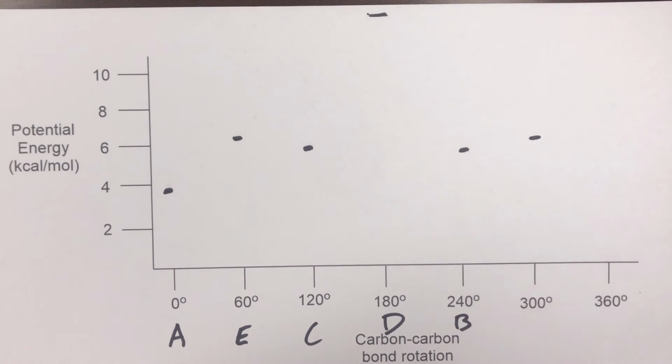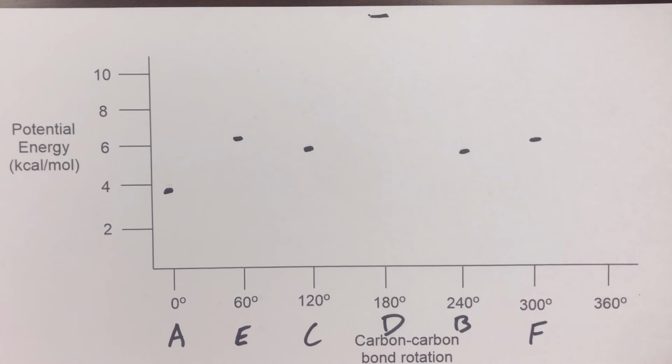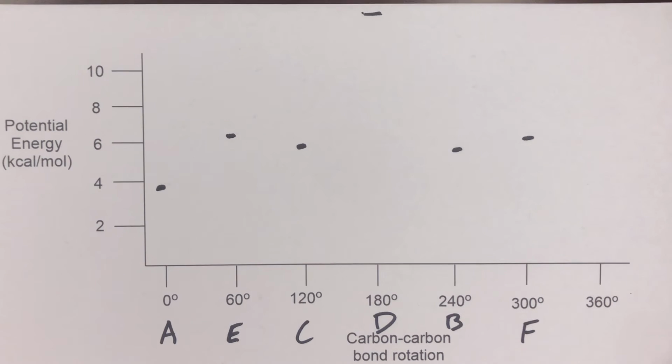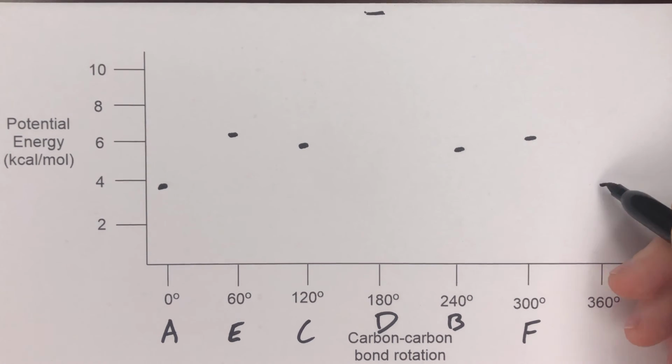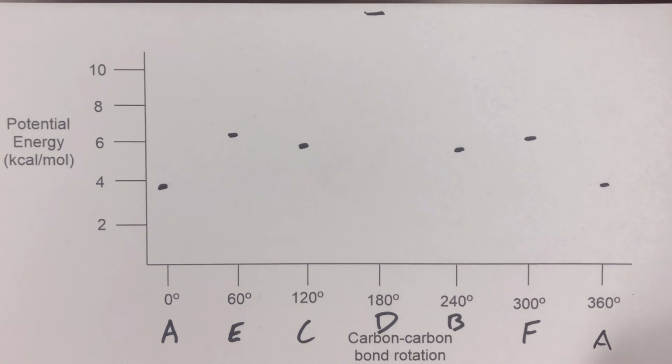And this was F. Yeah, so this was F. And then when we rotate to 360, it puts us back at 4. This is essentially a repeat of A.